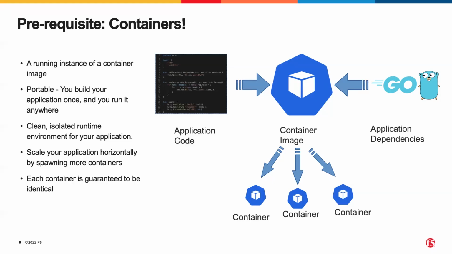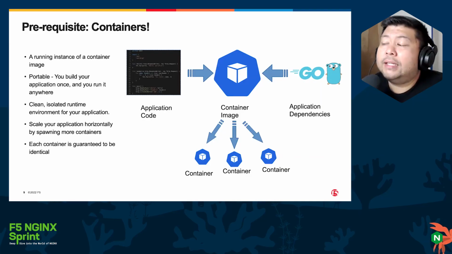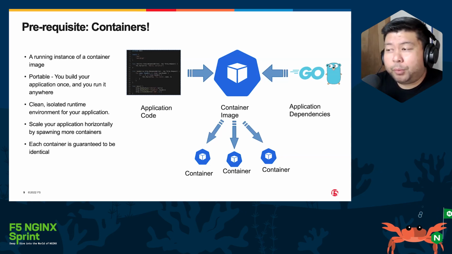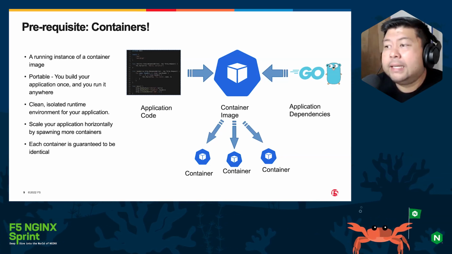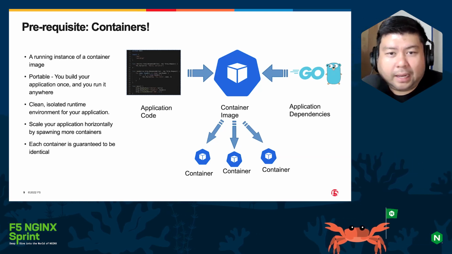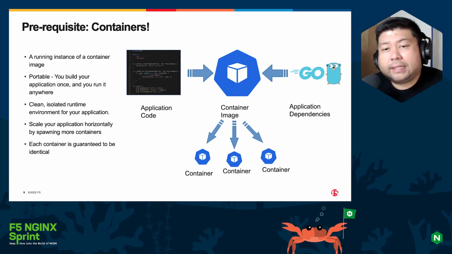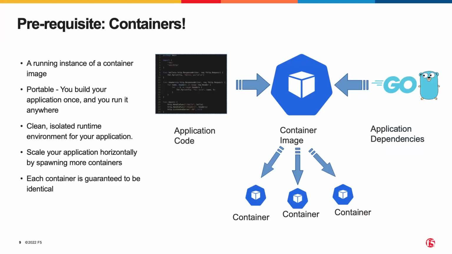So one of the prerequisites before adopting Kubernetes is adopting containers. You need to containerize your application, which involves including all your application code and all your application dependencies into a container image. A container is simply a running instance of that container image. It's portable, so we build the application with all of its dependencies once, and now we can deploy it anywhere.